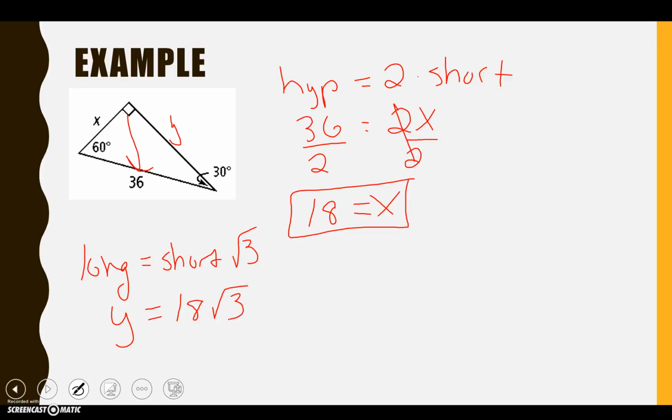I can't do anything at this point. This problem is now done. I've already solved for everything. It says y equals. I don't have to move anything around, so don't divide by square root of 3. There's no point in doing so. So this problem is done. So the x value is 18, and the y value is 18 square root of 3.